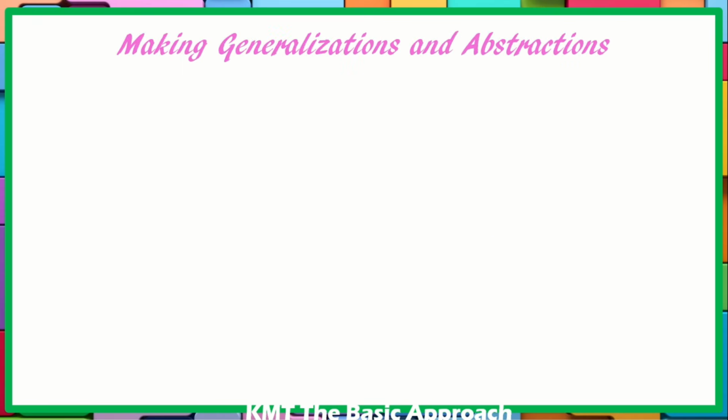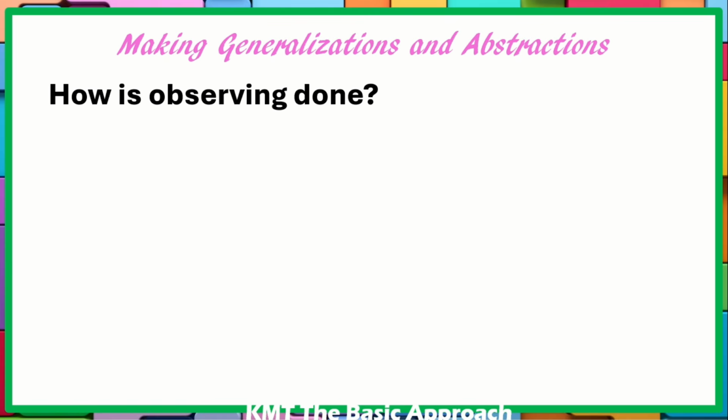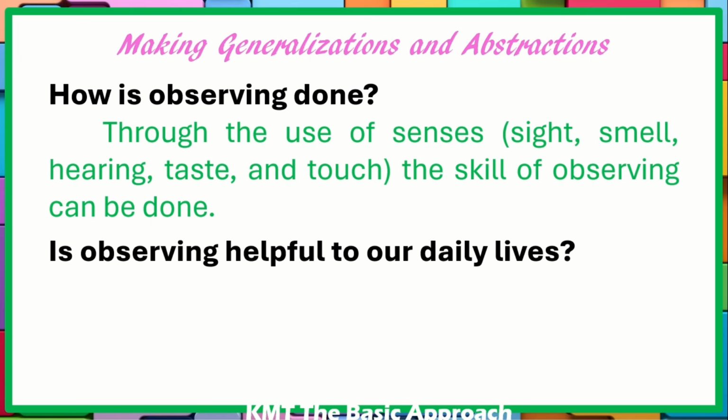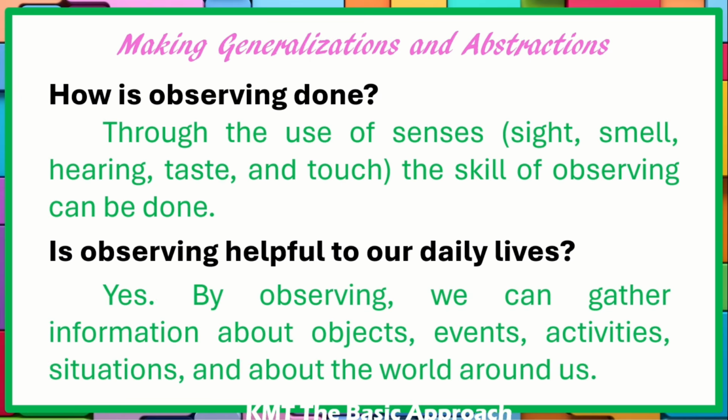Making generalizations and abstractions. How is observing done? Great! Through the use of senses like sight, smell, hearing, taste, and touch, the skill of observing can be done. Is observing helpful to our daily lives? Awesome! Yes, by observing, we can gather information about objects, events, activities, situations, and about the world around us.